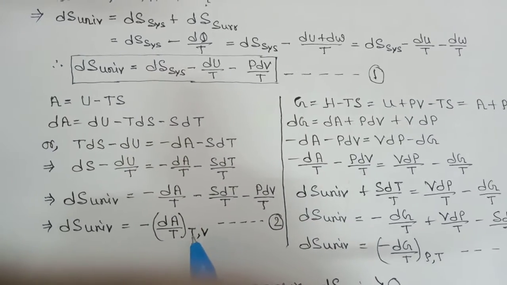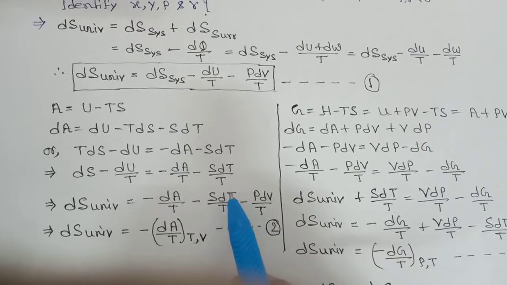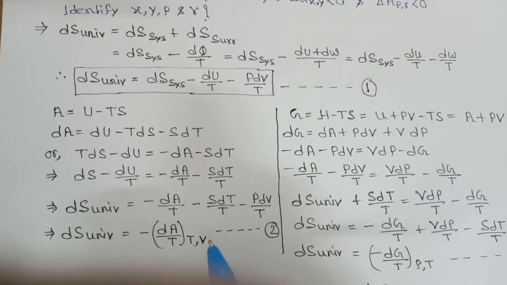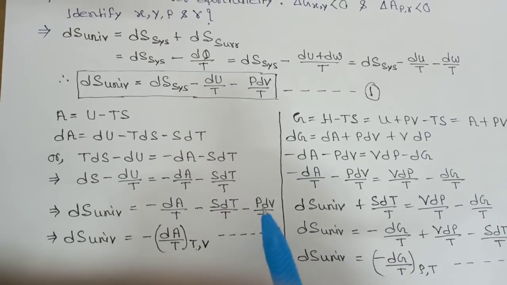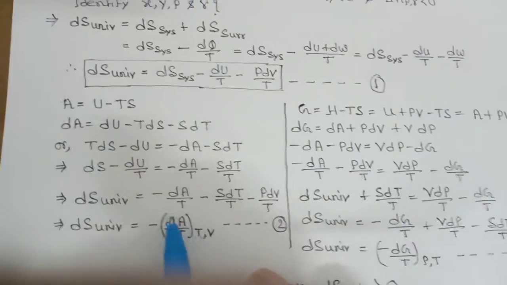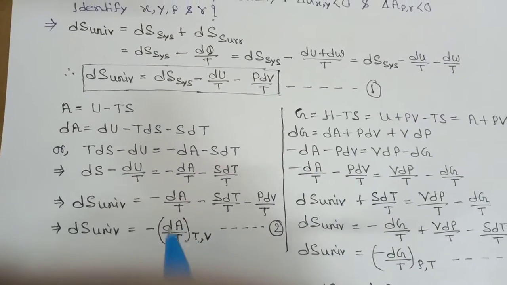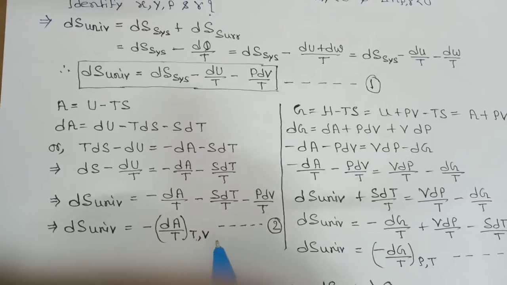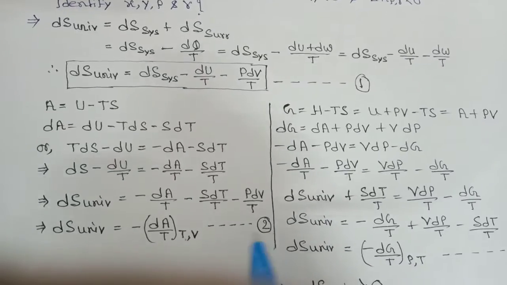When temperature is constant, dT will be 0, so this term will vanish. When volume is constant, dV will be 0, so this term will vanish. So we can write dS universe equal to minus dA by T at constant temperature and volume. This is equation number 2.